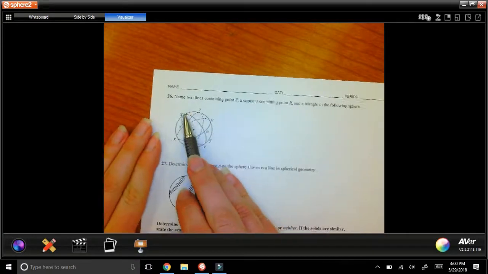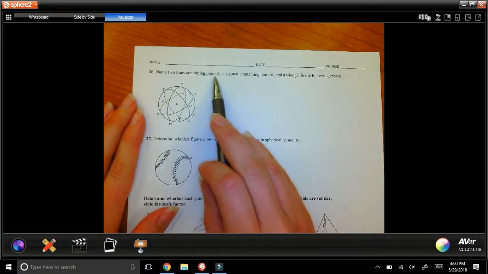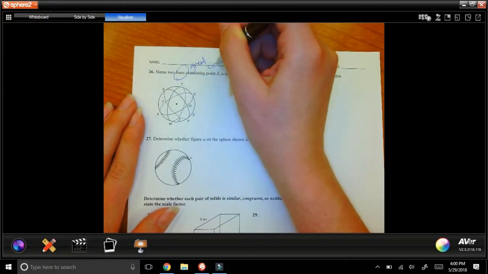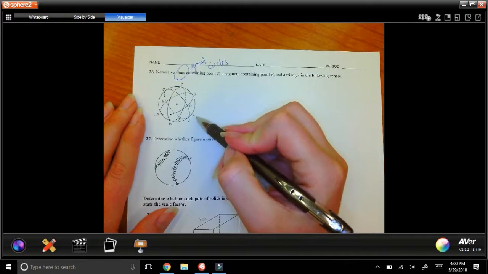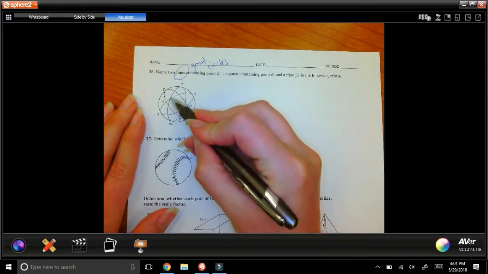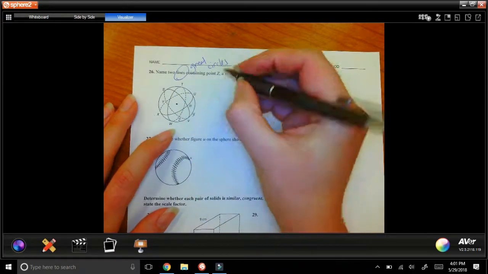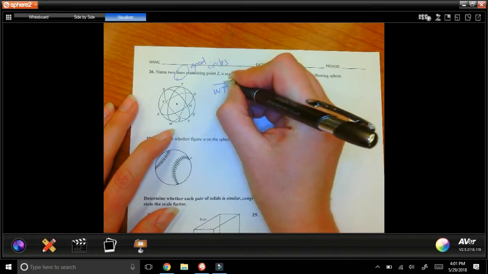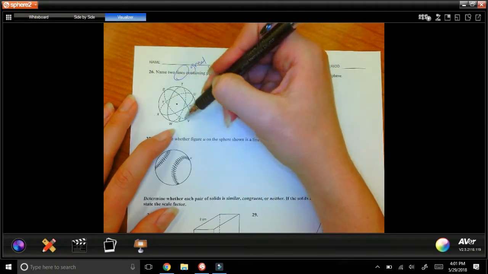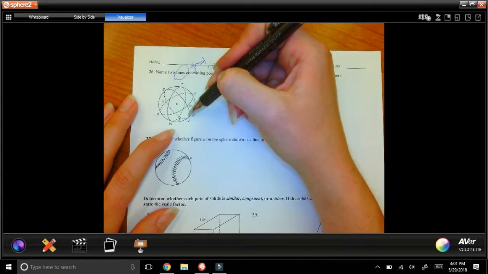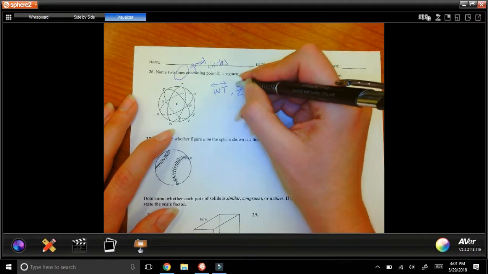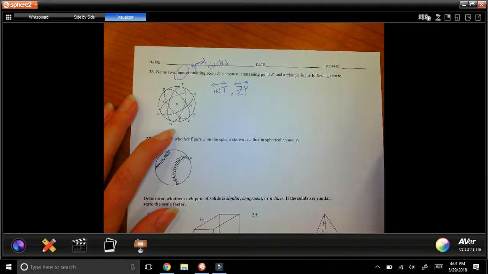This next one says, name 2 lines containing point Z. So remember, lines are great circles. So point Z is right here. I could name this great circle. If I wanted to name that one, that might be like line WT. Or maybe this great circle over here. Remember, you just have to pick 2 points on that line. So I might name that like ZY. There's other correct ways to name that line.